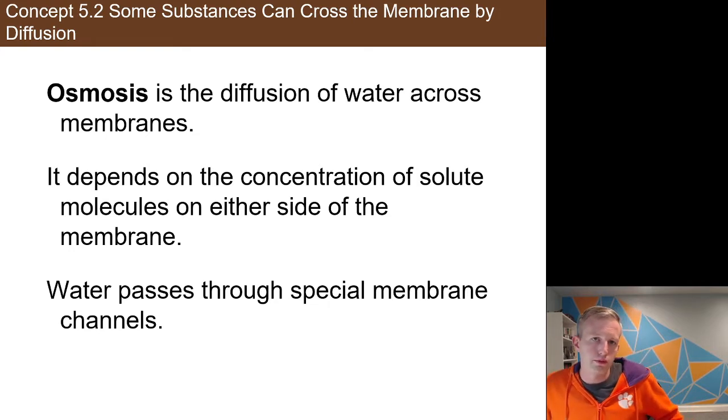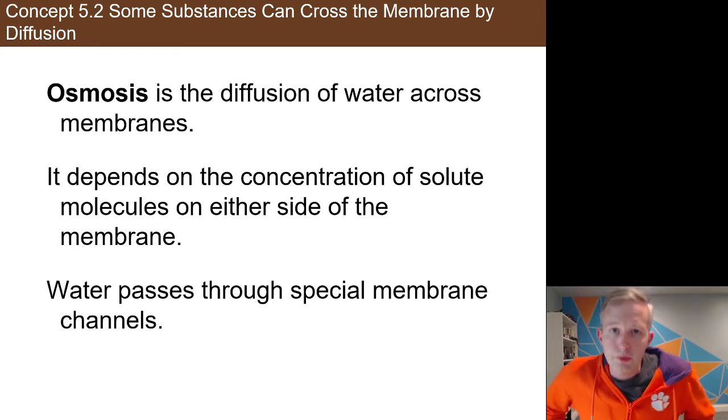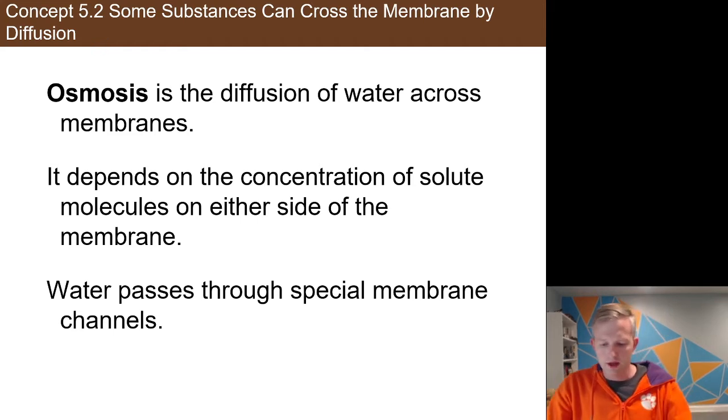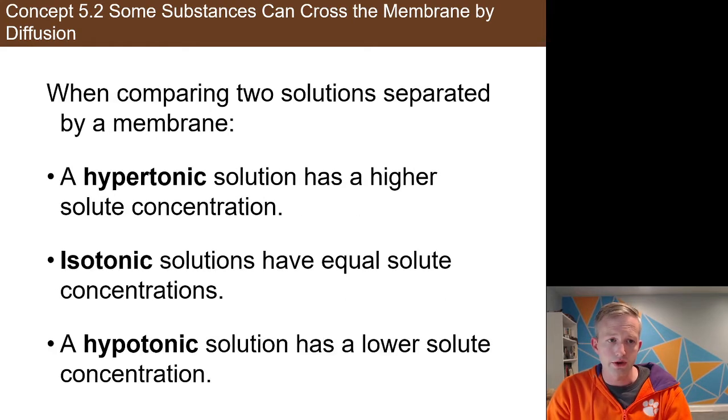Osmosis is the movement of water specifically. So water is a polar substance, and it is pretty small. And so water can pass through the membrane if the concentration really drives it, if there's enough of a concentration difference. But primarily water is going to be traveling through special membrane channels, which we'll talk about shortly.